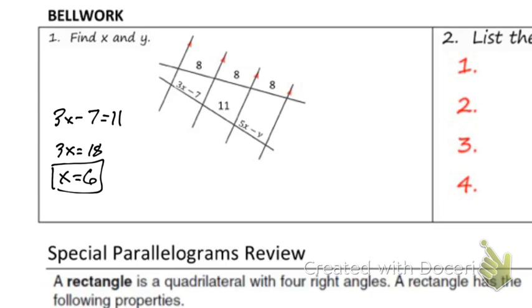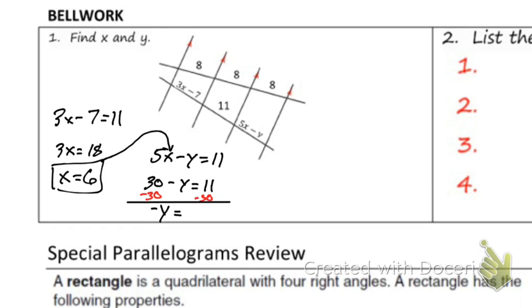All right, then we have another one. Another equation would be 5x minus y equals 11 as well. Now we could take that 6 and plug it in there, and we could have 30 minus y equals 11. So I'd subtract 30 on both sides, and I'd come up with negative y equals negative 19, which means that y would equal 19.